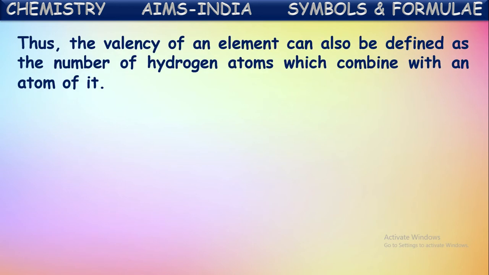Thus the valency of an element can also be defined as the number of hydrogen atoms which combine with an atom of it. If you say valency in terms of hydrogen, it can be defined as the number of hydrogen atoms which combine with an atom of it.